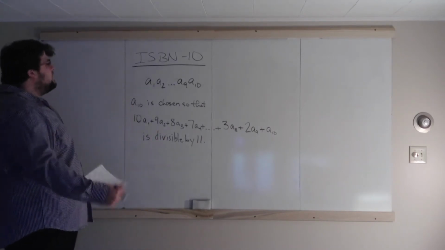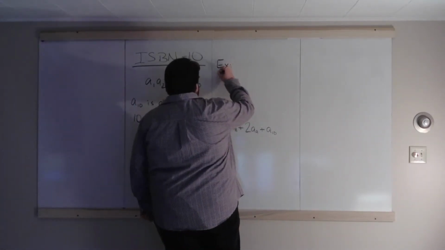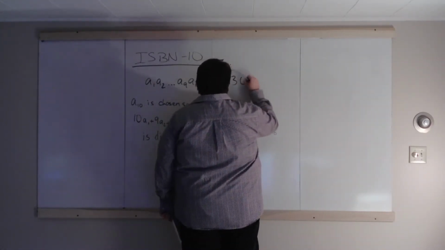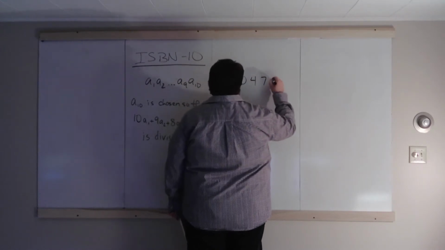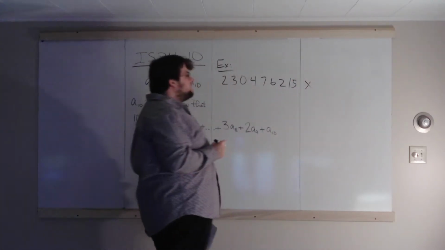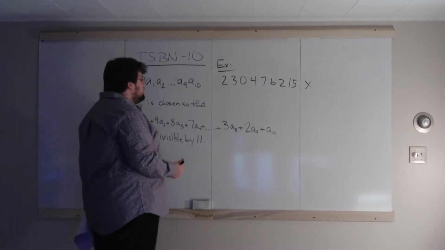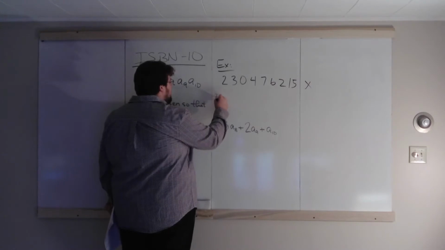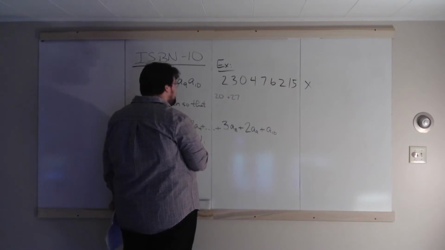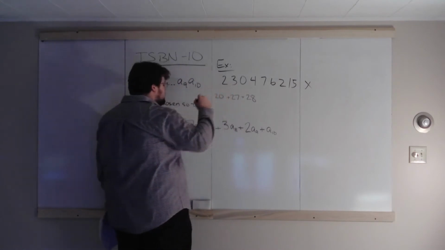But let's find a check digit for an ISBN 10 number. Example, find the check digit. 2, 3, 0, 4, 7, 6, 2, 1, 5, X. Find the check digit. Now to find this, we do 10 of the first, 9 of the second, 8 of the third, and so on. So let's write that all out. 10 of the first is 20. 9 of the second is 27. 8 of the third is 0. 7 of the fourth is 28.